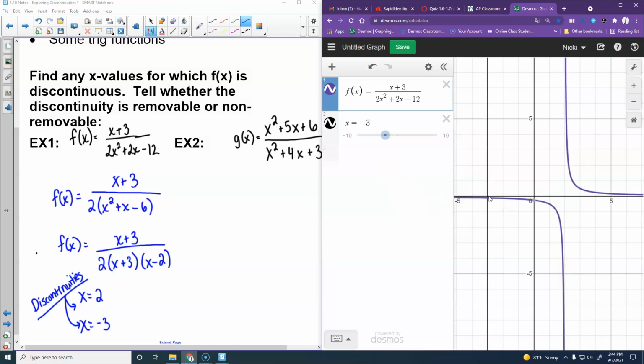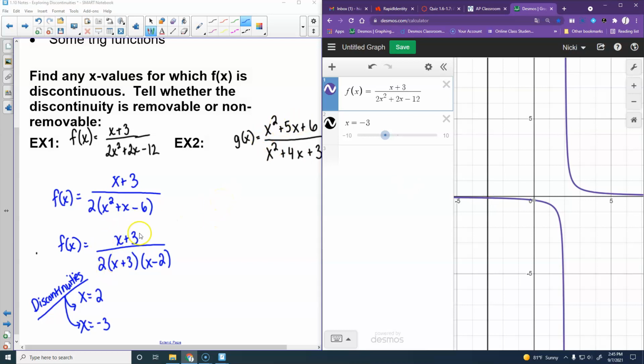Right here. Well, did you guys just see it turn to undefined? Oh, it was there. There it is. Negative 3 is undefined. Right? So, there's a hole in the graph at that point.